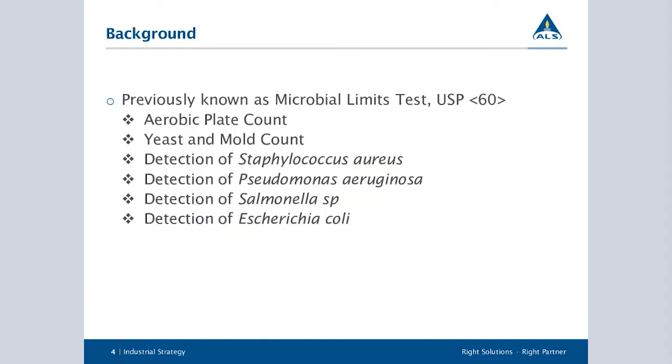USP has had chapters on microbial examination of non-sterile products for numerous years. Before, it was called USP 60, the microbial limits test. Then in May of 2009, it evolved and split into 61 and 62, with a total of 9 different tests. Then in December of last year, they added USP 60 for detecting Burkholderia cepacia. So this has been around for quite some time.